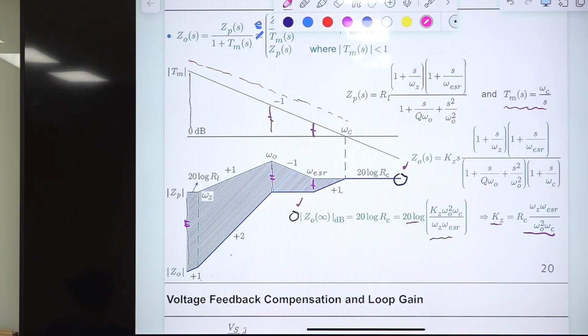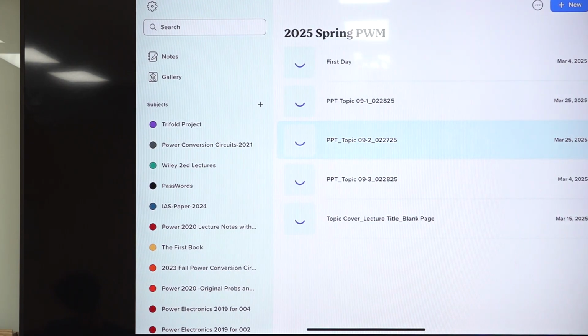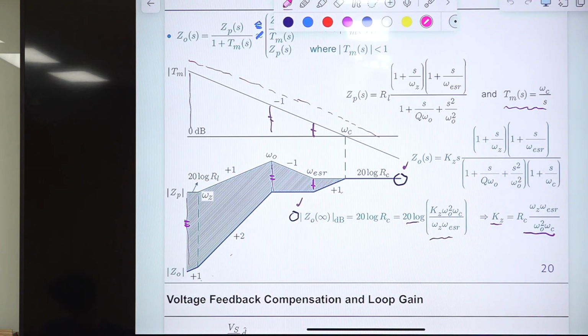So now you have omega, omega C prime, then the output impedance will be something similar to this. This will be plus 1 slope from here to here. Then you improve this much. Actually, you improve this much. Okay?